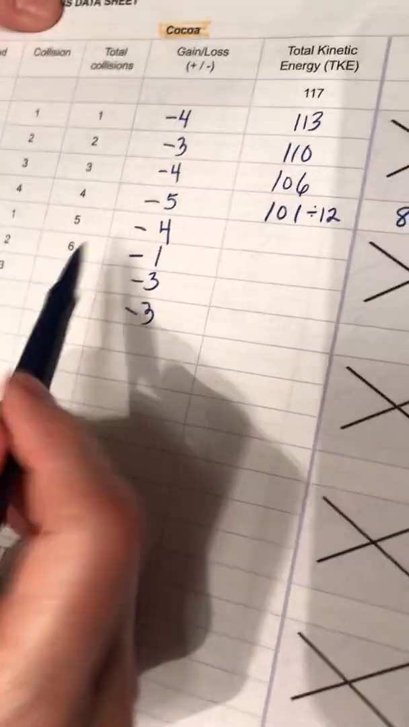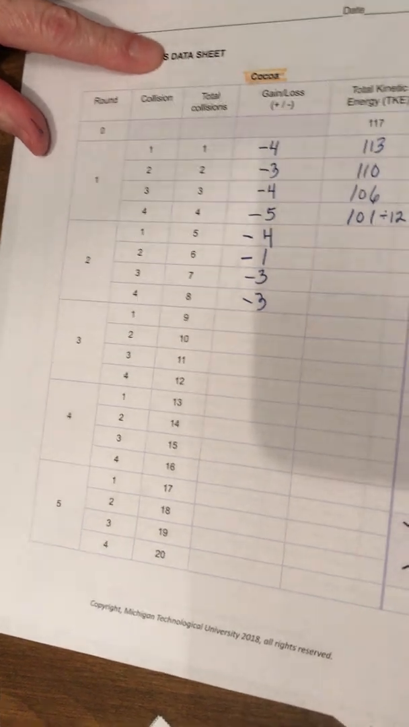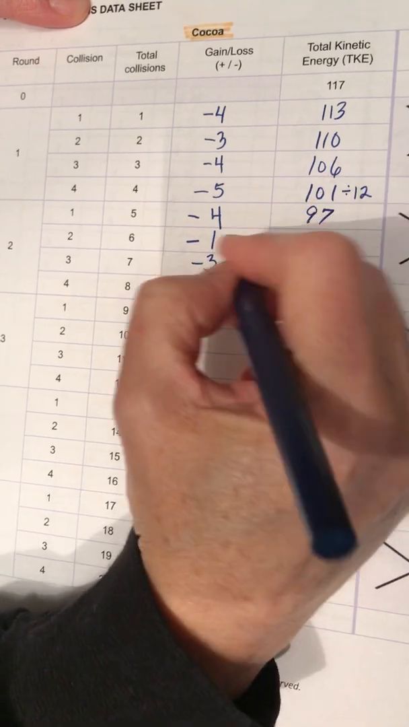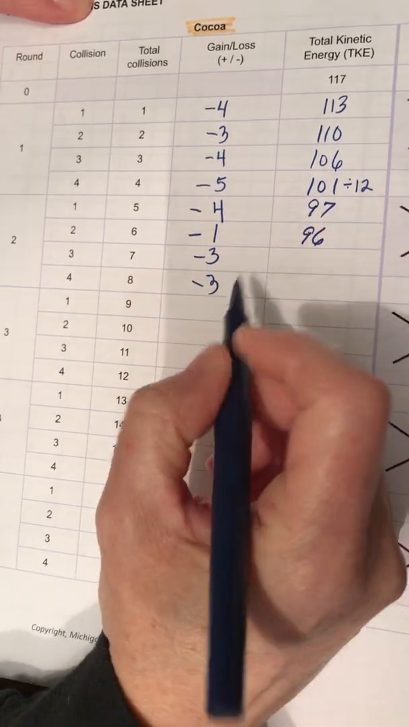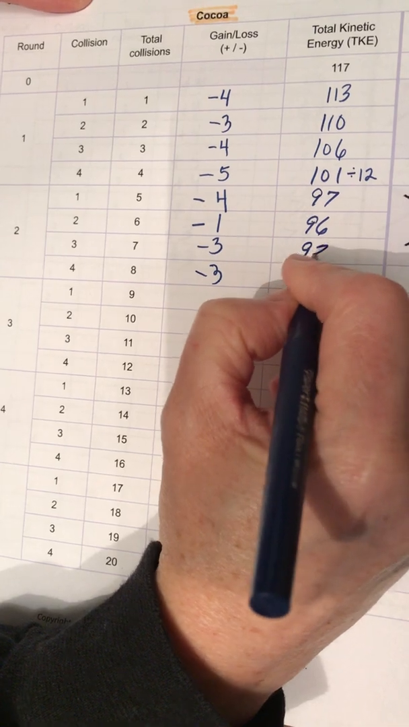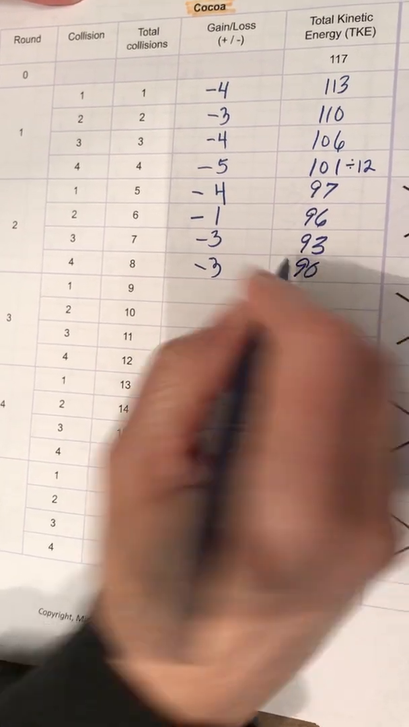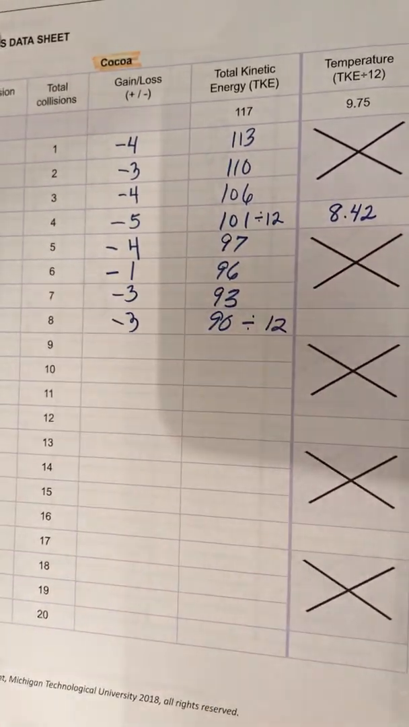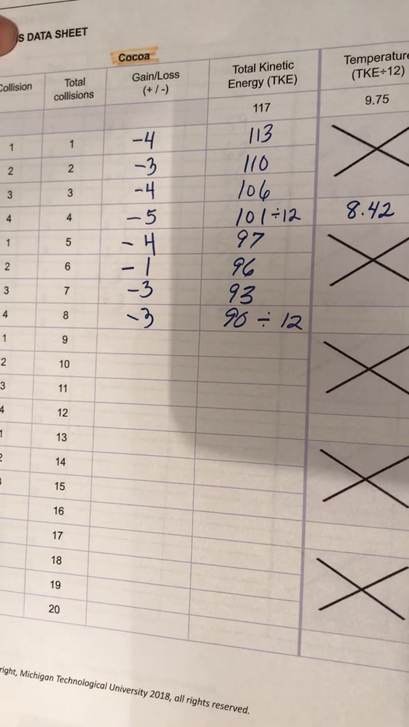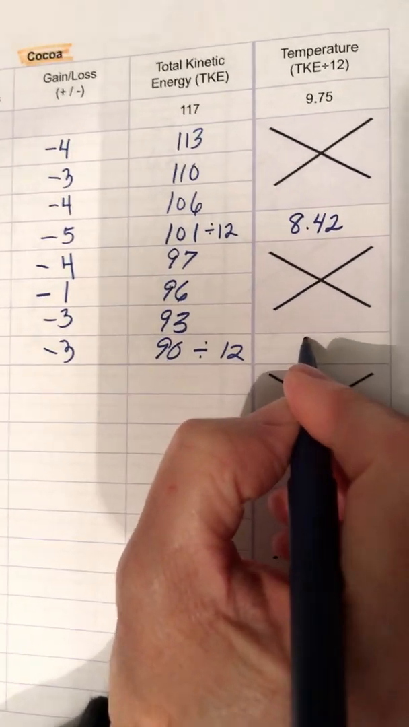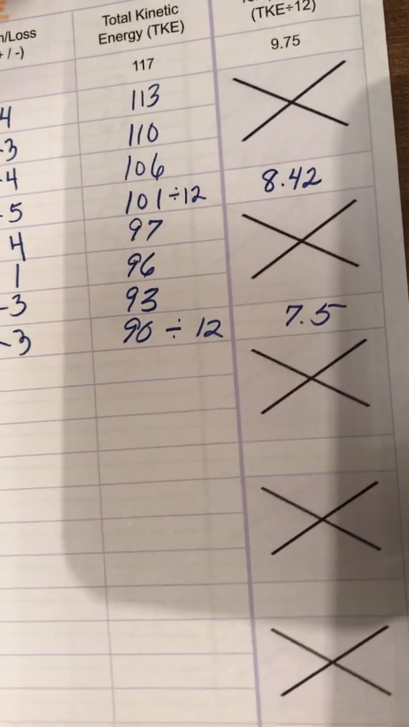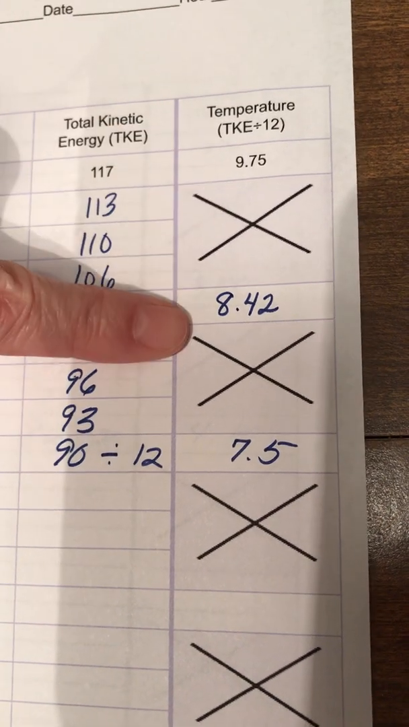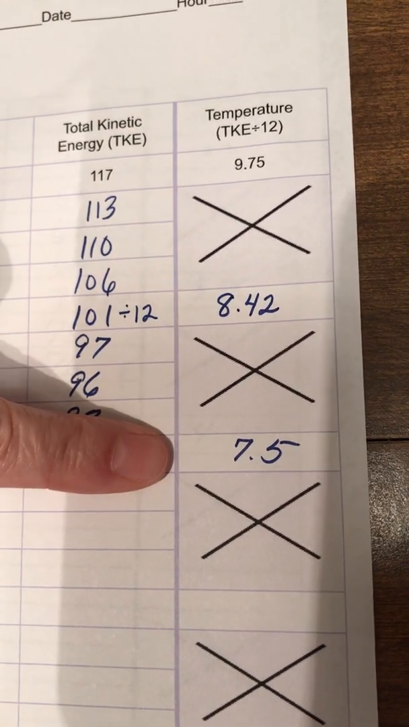Let's see what happens in the second round. So we have 101 minus the 4 is going to give us 97. Minus 1 is 96. Minus 3 is 93, and minus 3 is 90. We get to that fourth round, we take that and divide by our 12 molecules. So I'm going to take 90 divided by those 12 molecules, and our temperature this time is 7.5. And you can see what's happening to the cocoa temperature. Started at 9.75 to 8.42, now to 7.5.